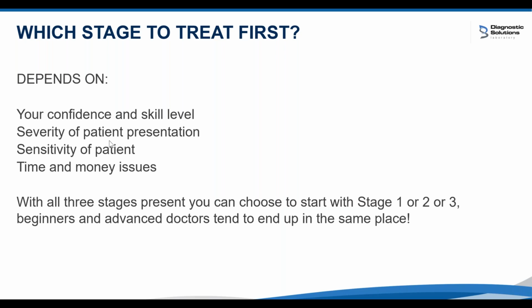Some people can't afford to do all 3 programs, let's say they have all 3 stages present. So you want to tailor it to the time frame, the money issues, and the things coming from the patient side, so that you make a program that's going to work for them. Okay? So with all 3 stages present, you can start with a 1, 2, or 3. And again, beginning and advanced doctors, ironically, often end up starting in the exact same place. So you can't do this wrong.